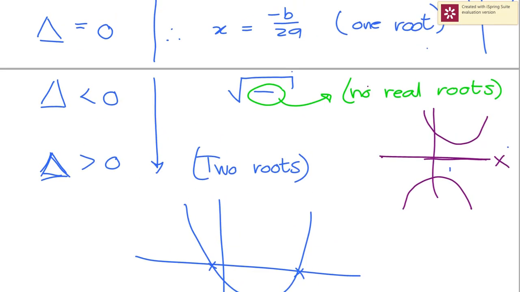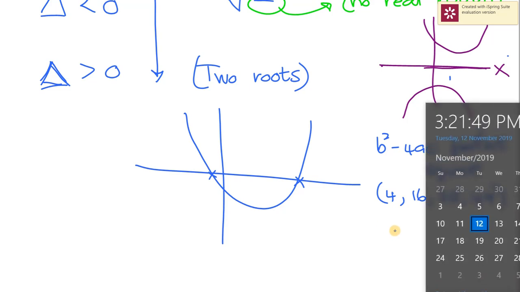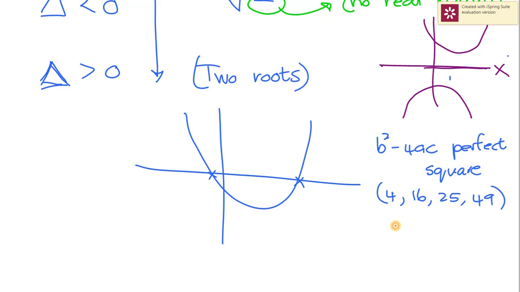And interestingly enough, if this b squared minus 4ac is a perfect square. Now, what do I mean by that? Well, if it's something like 4 or 16 or 25, you're getting my drift, 49, then of course the root will fall away and I end up with a rational number.